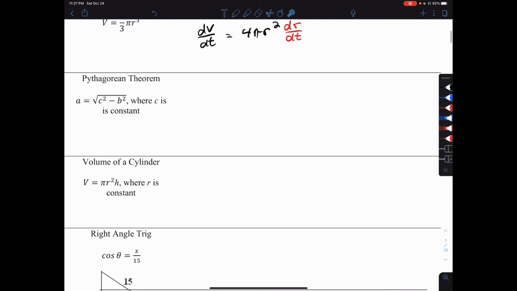Next, we have the Pythagorean Theorem. Solve for one of the legs. Let's say C was the hypotenuse and A and B were legs. Let's take the derivative with respect to time of both the left and right side of the equation. Keep in mind also it tells us C is a constant. So A is a letter, B is a letter, but C is actually a number.